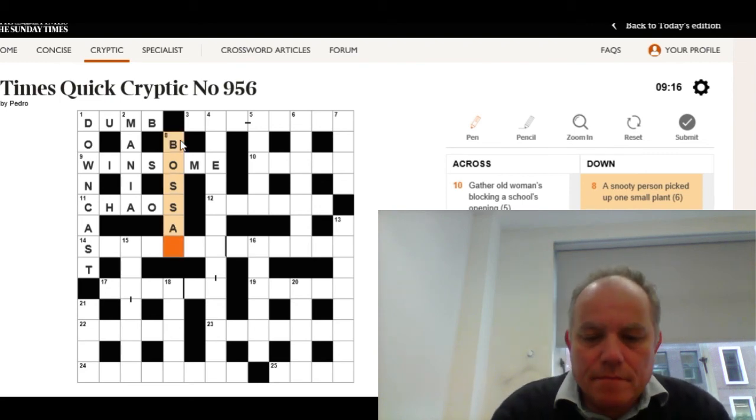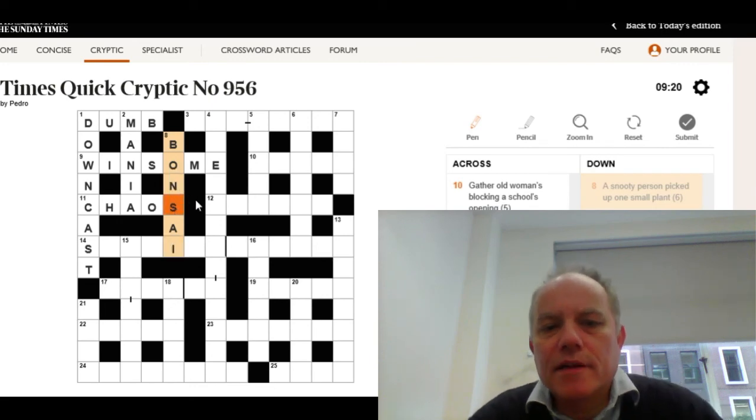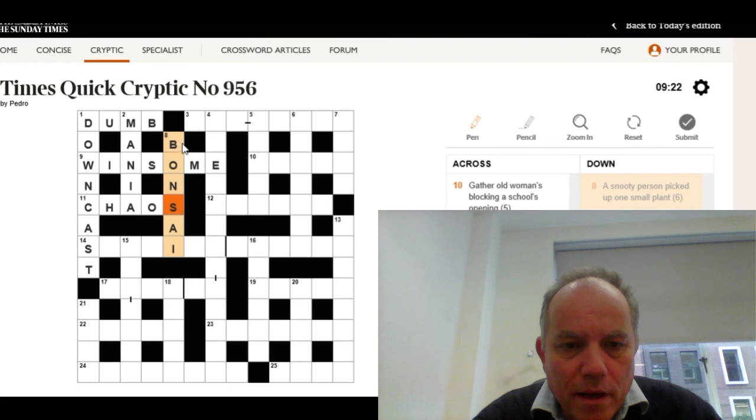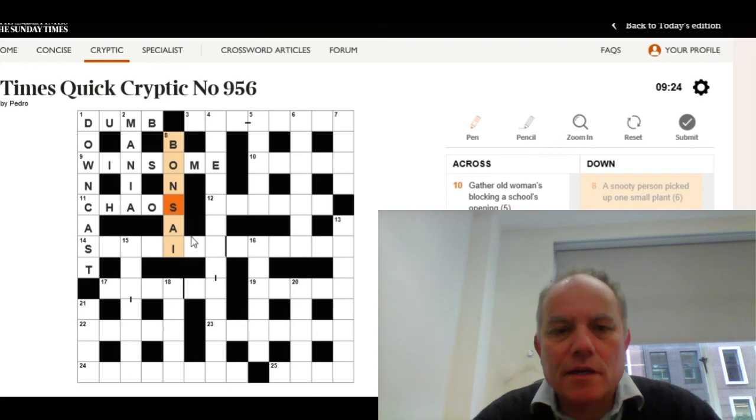Ooh, mistyped it, but let's just get that right as bonsai. So there you see a snob going upwards and 1. So a snooty person, a snob, has been picked up, and then there's 1, and the whole thing means a small plant. So that gets us started on today's puzzle and today's quick cryptic.